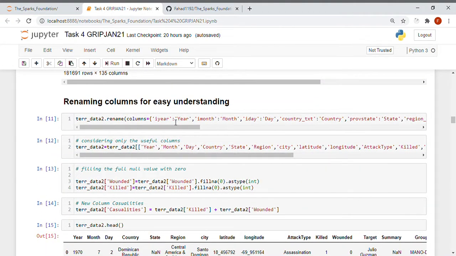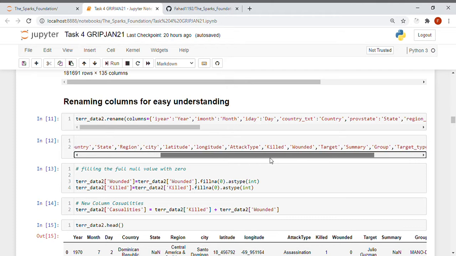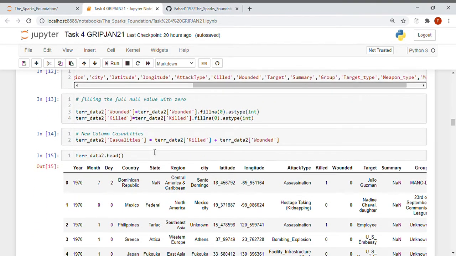First, we will rename our column names in order to easily understand, and then we will only use specific columns like year, month, date, country, state, along with attack type, killed, wounded. We will first make a new column named casualties. Casualties actually means the total number of killed plus total number of wounded who have been directly affected by the terrorism.